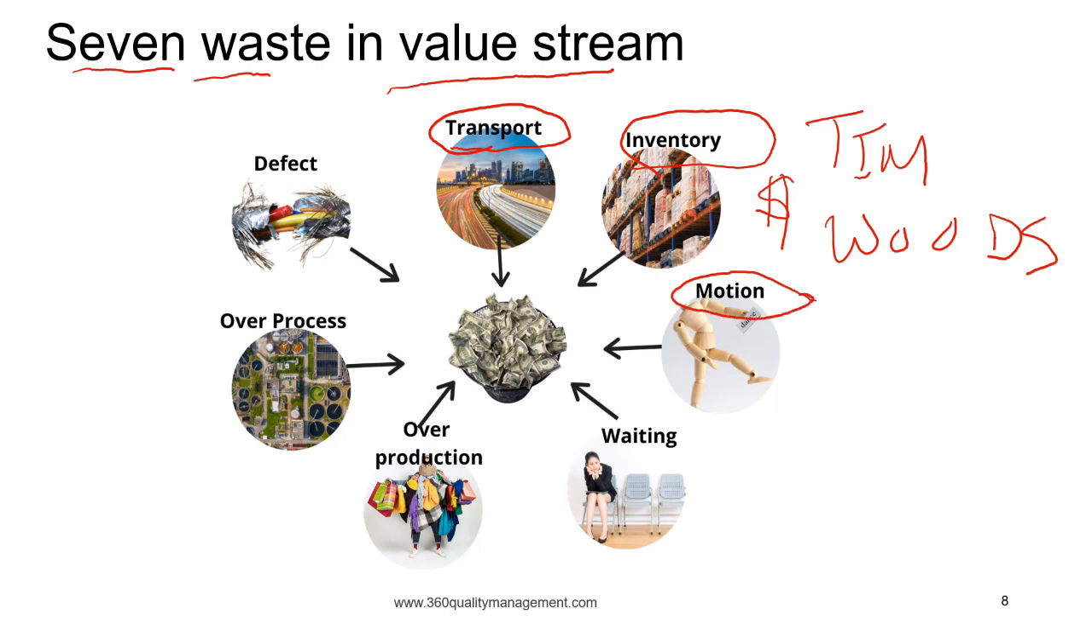Next is motion. This is human movement which does not contribute to the transformation of the parts. For example, an operator has to stretch out their hands to get a part which is placed too far away. And then next is waiting. This is where the parts needed for the process step do not arrive and the operator is idling. This could be caused by material shortage or waiting for the material to arrive.